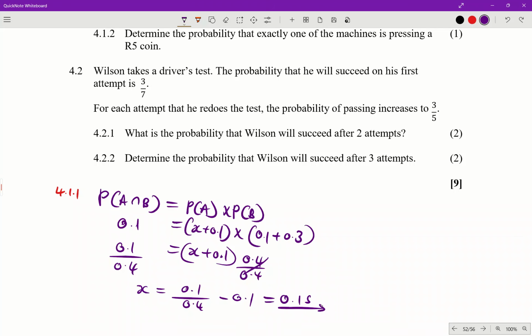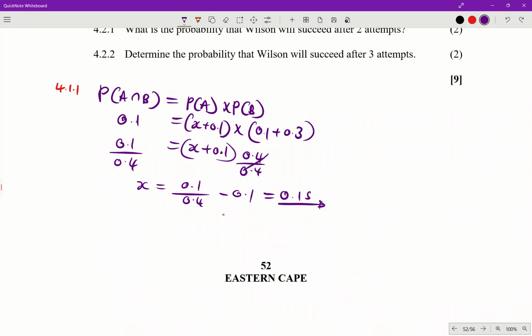This is 0.15 then. That's for X. We are done finding the X. So it means that X is simply what? Is simply 0.15.